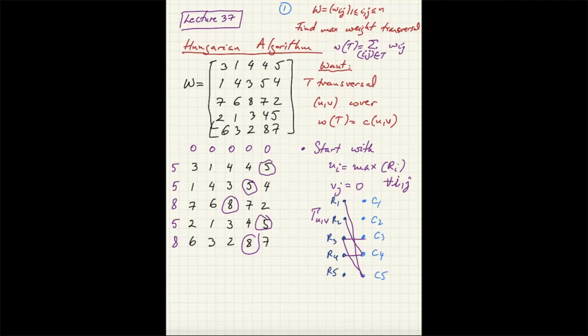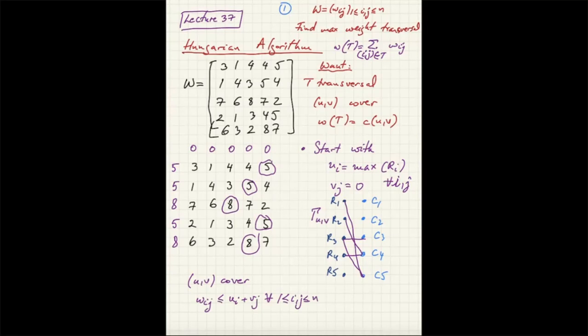Let's say we have this 5 by 5 matrix W, and we can start with a cover. Let's say Ui is a maximum entry in row i, and Vj is 0. So clearly this satisfies the condition of a cover. As you recall, a UV cover means that Wij has to be at most Ui plus Vj for every i, j between 1 and n. That condition is satisfied.